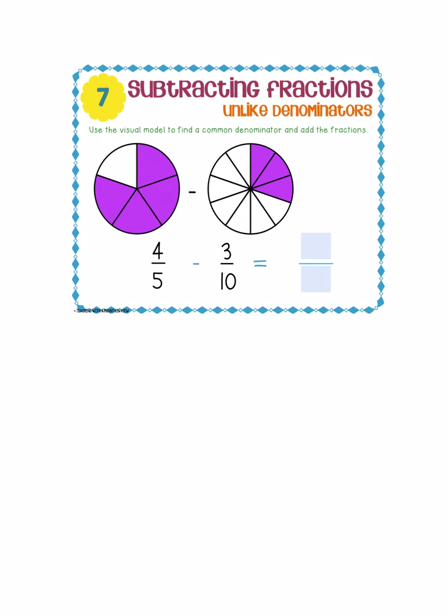Okay, now let's do a subtraction problem. We're going to subtract 4/5 minus 3/10. And immediately I can see that these two fractions have different denominators.